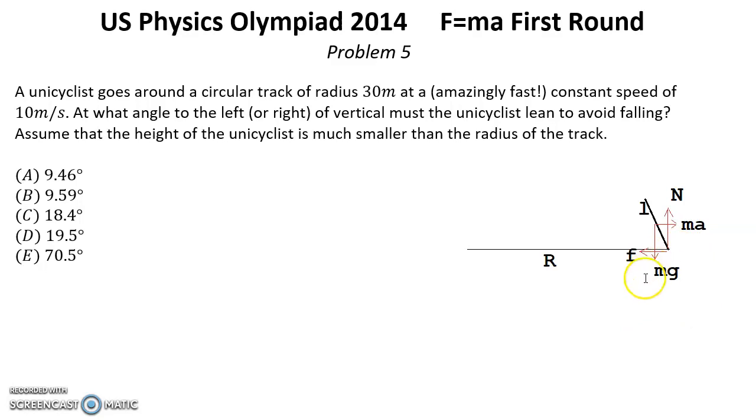First force is mg, that's the gravity force applied to the center of gravity of the unicyclist. Second force is the normal force, which is equal to mg because of equilibrium in the vertical direction. The force of friction must equalize this additional force ma, that will be equilibrium in the horizontal direction.